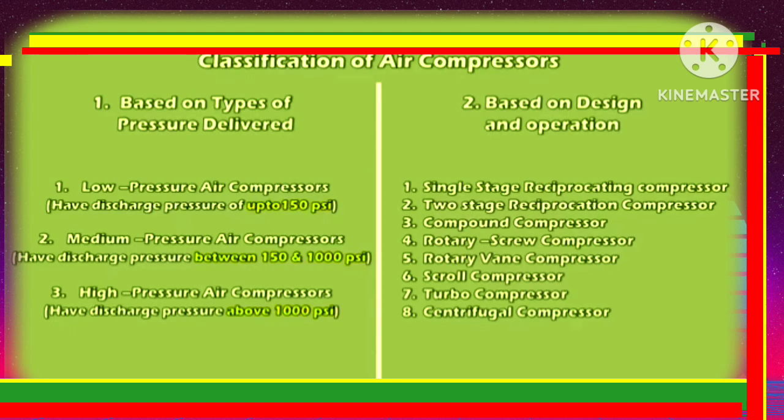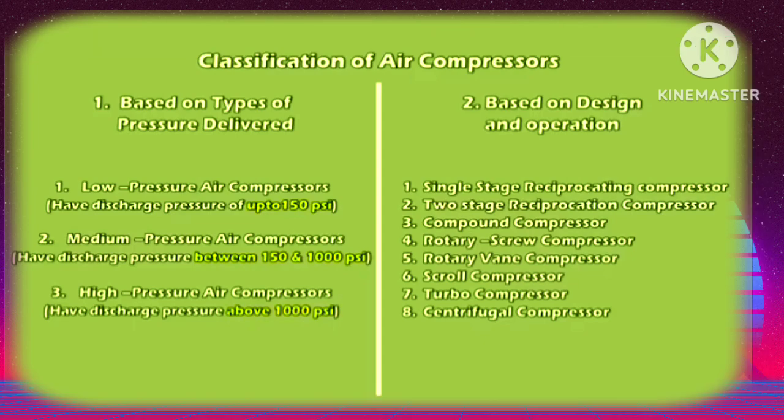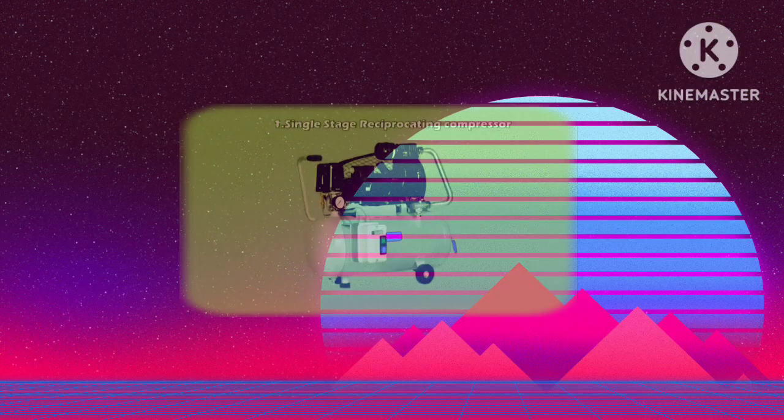2. Compressors according to the design and principle of operation. Single-stage reciprocating compressor. Two-stage reciprocating compressor. Compound compressor. Rotary screw compressor. Rotary vane compressor. Scroll compressor. Turbo compressor and centrifugal compressor.